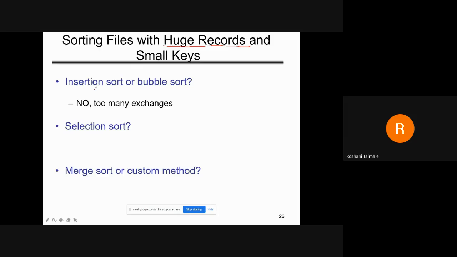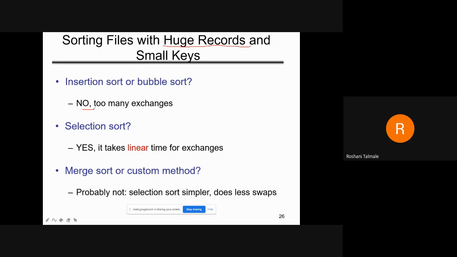So insertion sort, no, because too many exchanges are required. Selection sort we can use as it takes linear time for exchange. Okay, merge sort or custom sort. So when we compare selection sort with the merge sort, for this example, see, I'm explaining merge sort, but you will say, "Madam, why is merge sort not used in this case?" Selection sort is the best case when we compare it.